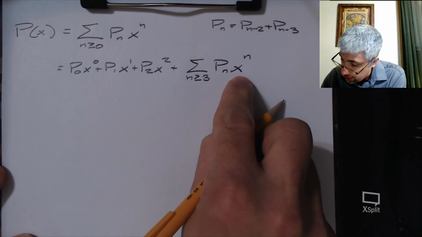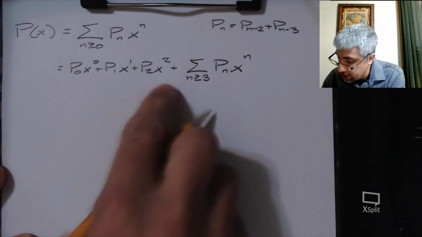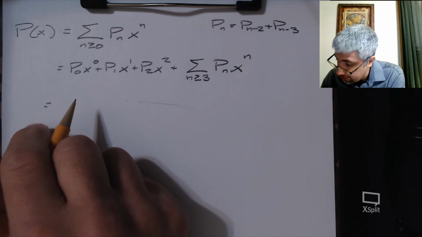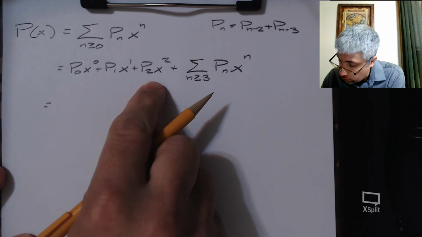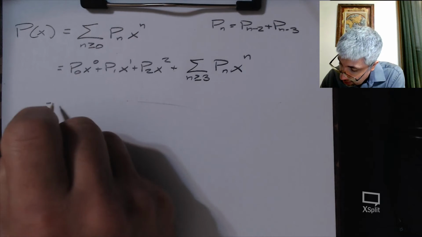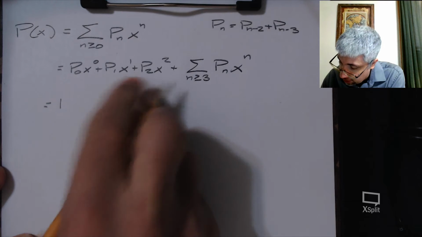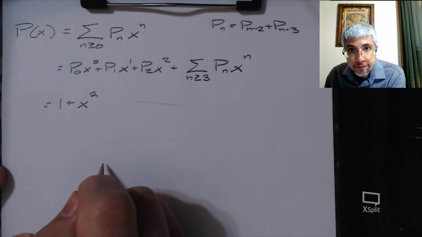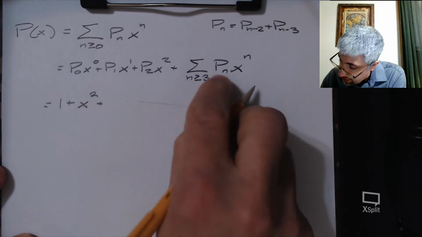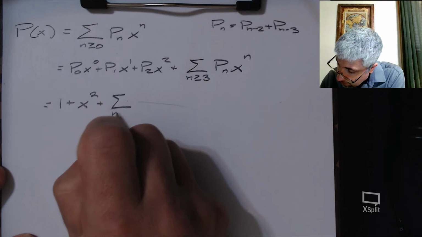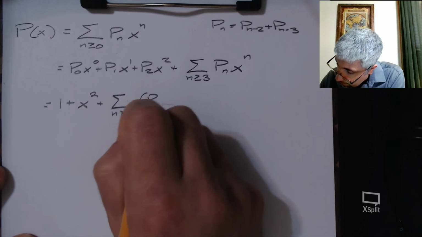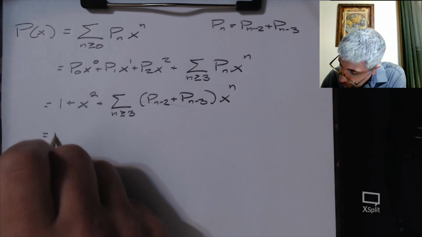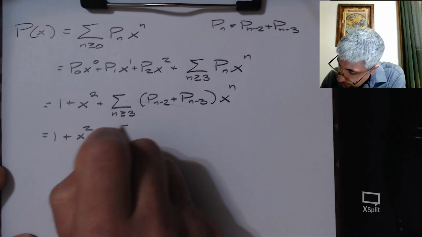Okay, so I can use my identity, and I know what these are, so I'll just plug them in. We'll save some space. So this is 1, 0, 1. So this is going to be 1 times 1, nothing here, and then plus x squared. Okay. And now, for this, I can use my identity. I'm going to get Pn minus 2 plus Pn minus 3 times x to the n, which gives me this.